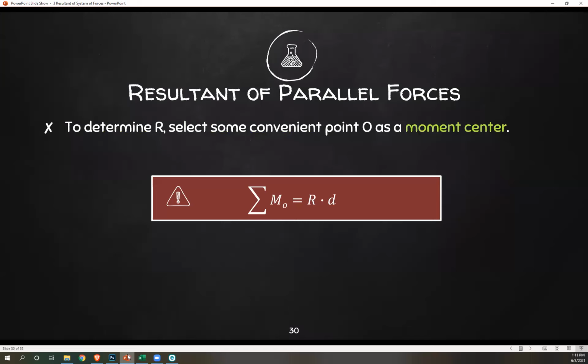So determine R, select some convenient point O as a moment center, and then use the equation, summation of moment about O equals RD, where R is the resultant of your parallel force system, and D is the distance about your moment center O, or about any point of importance.